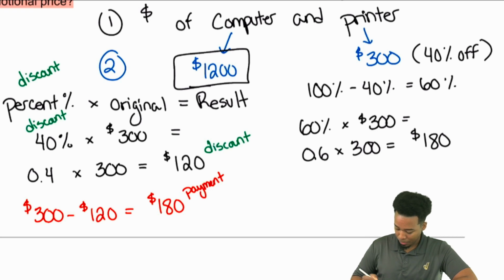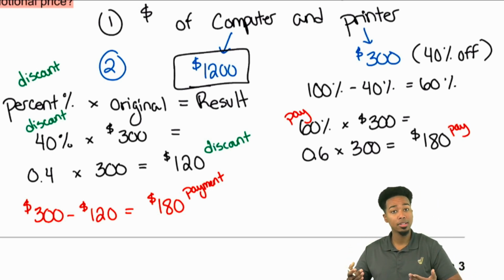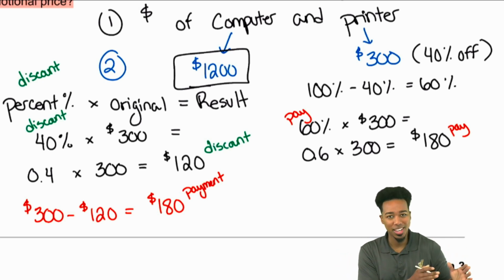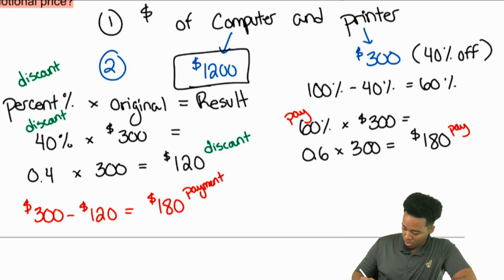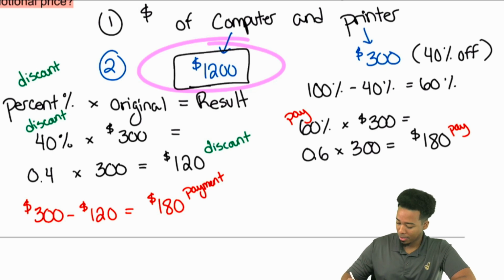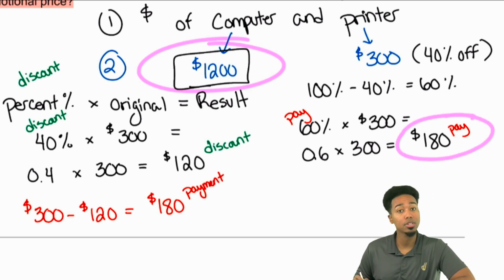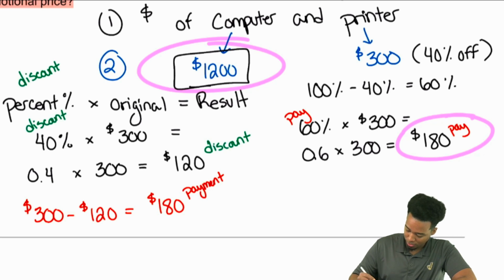Because again, if this represents over here what you pay, well then this result that you get represents what you pay. Again, the percent that you apply is the result that you get. Hopefully that's making a little more sense now. So now that we have that, we remember that the computer itself was $1,200 and the amount that we're paying for the printer is $180. We add those two amounts together and here's our answer.